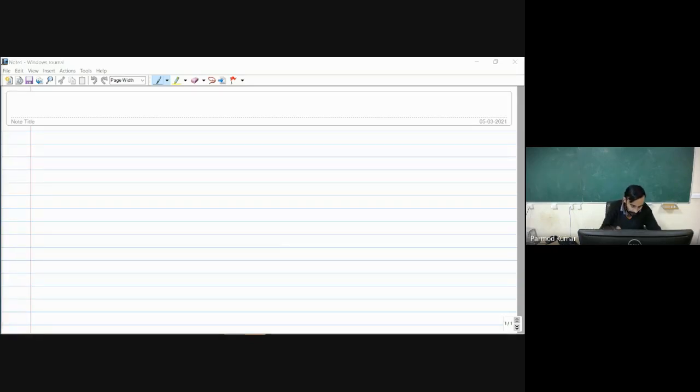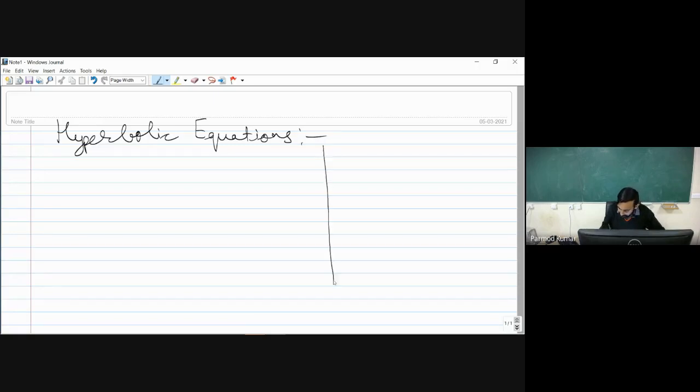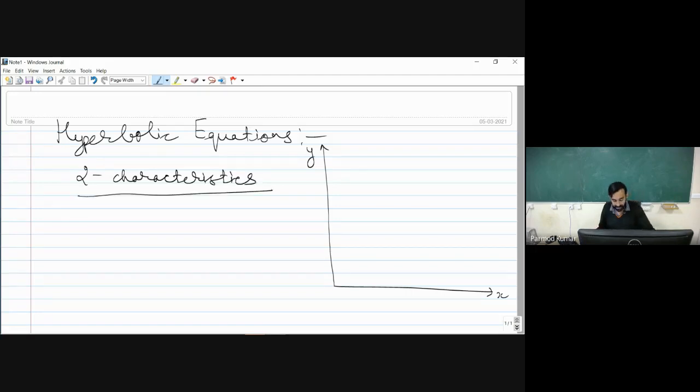So let me first talk about the nature of hyperbolic equations. Let me first draw the xy coordinate system, and we have seen in our previous lecture that hyperbolic equations show two characteristics. So we will have two characteristics when the type of the equation is hyperbolic.